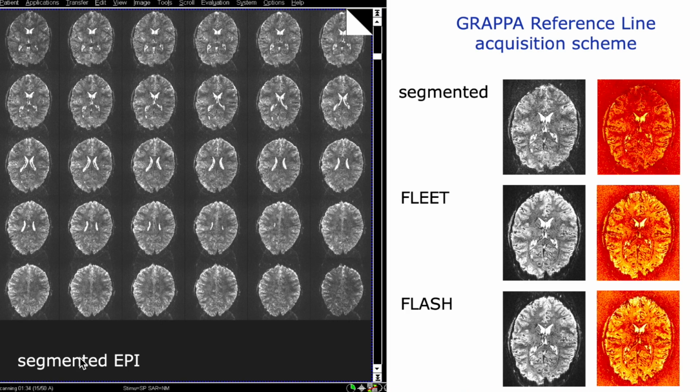You can see it maybe more clearly comparing the different approaches here in the tSNR maps on the right, where you see that the segmented approach is really the worst case of doing things. The tSNR is the lowest, whereas for FLEET or FLASH, the tSNR is increased significantly. In my hands, personally, I usually see that FLASH slightly outperforms even FLEET by a few percentage points.